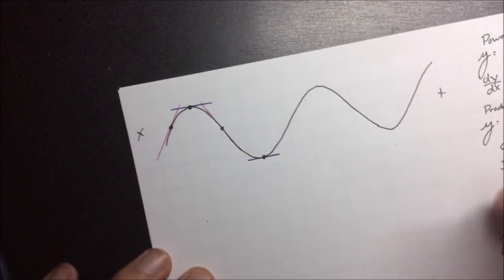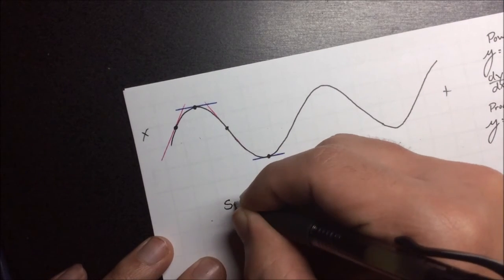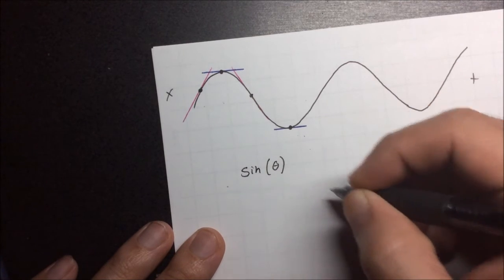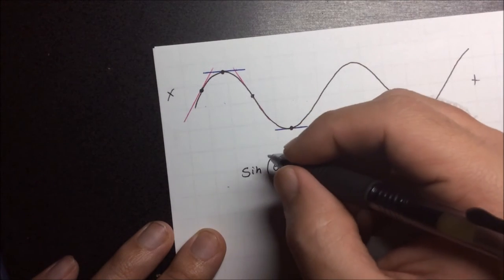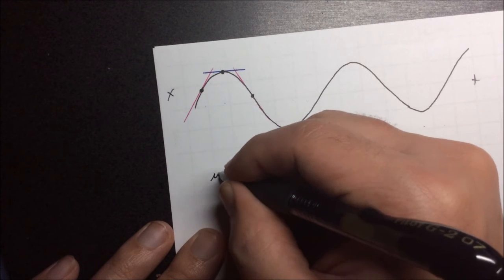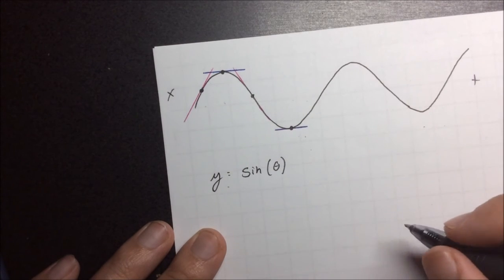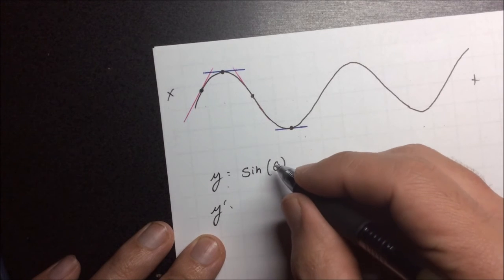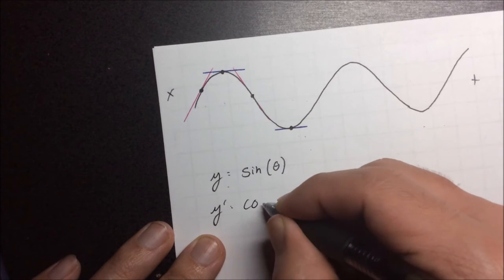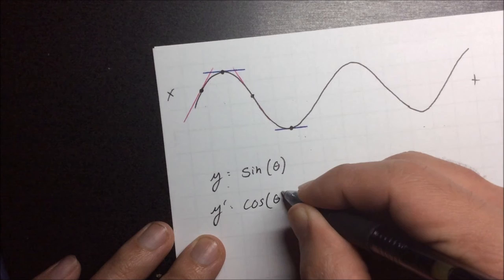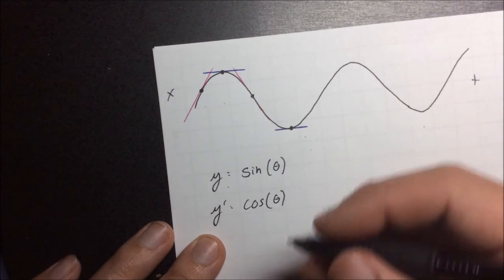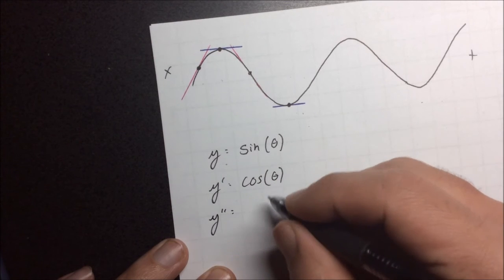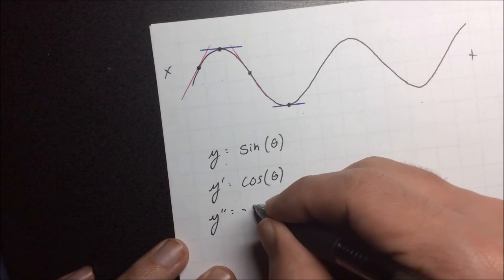So if you want to talk about sine of some angle theta, let's say this is y. If you wanted to find the first derivative, y prime, then that would actually be, turns out, cosine of theta. It's kind of neat. If you wanted to do y double prime, the second derivative, cosine would turn back into sine, but you'd stick a negative in front of it.